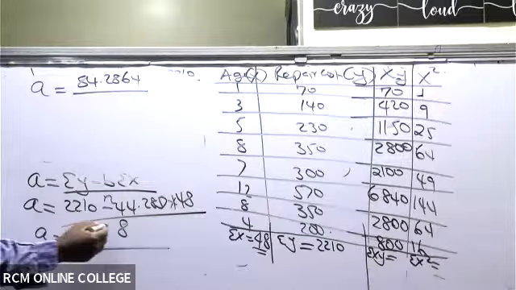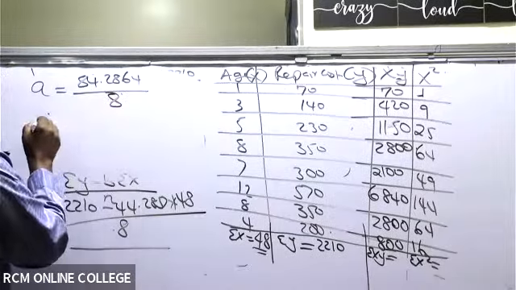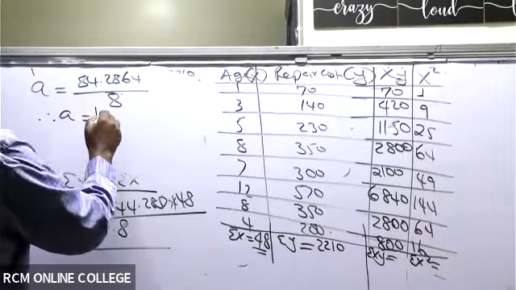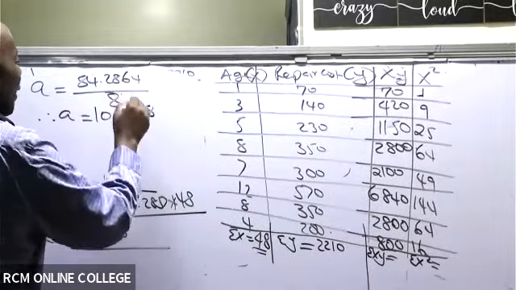Divided by N now, which gives A. So can you kindly give me the value of A? Is there somebody who can now give me the value of A? Yeah, 10.5358, like that.